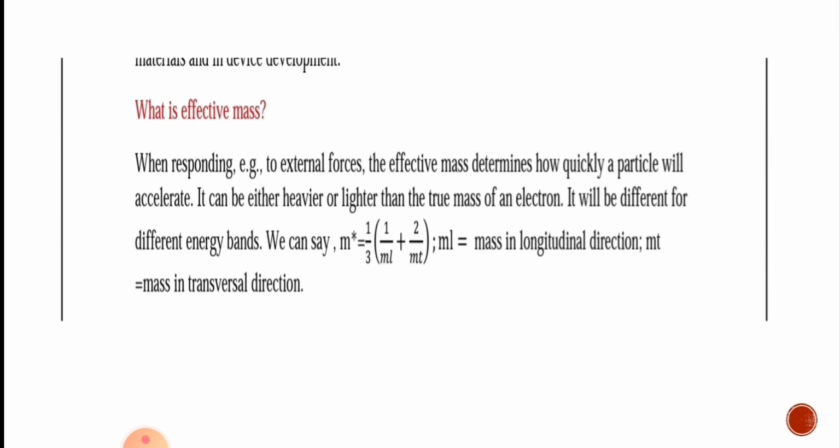Next we will move to one more small topic, effective mass. We have seen Mn star, right? Same thing, M star or Mn star. When responding, for example, to external forces, the effective mass determines how quickly a particle will accelerate. It can be either heavier or lighter than the true mass of an electron. It will be different in different energy bands. So we can say M star is equal to 1 by 3 into 1 by ml plus 2 by mt, where ml is the mass in the longitudinal direction and mt is the mass in the transversal direction. So just remember this equation. Effective mass M star is equal to 1 by 3 into 1 by ml plus 2 by mt.